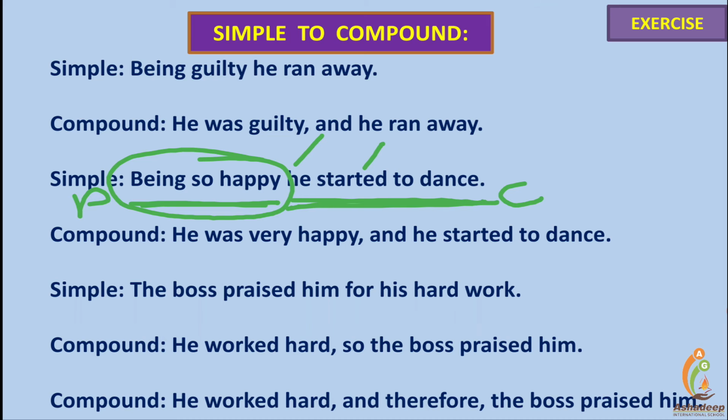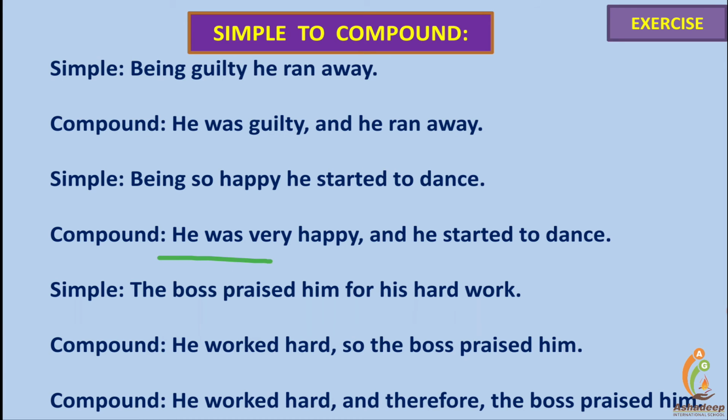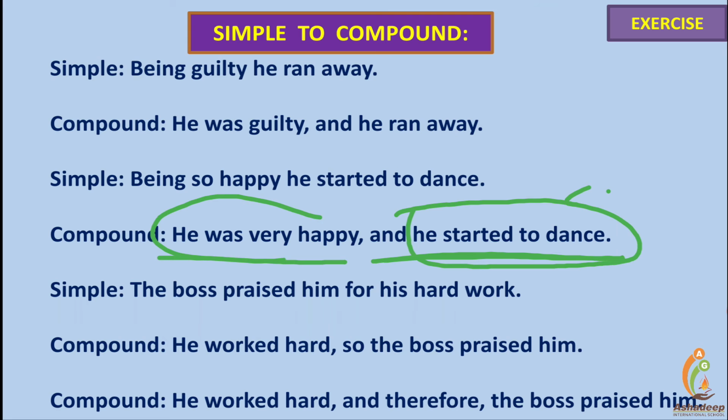To make it compound, let us convert this phrase into a clause. Being so happy means he was very happy. Friends, keep in mind that the other part of the sentence is in past tense. He started. And that's why here was is the verb. The whole incident is narrated in the past. That's why we need to convert the first part into past tense only. He was very happy and he started to dance. He started to dance. It's a clause. He was very happy. It's another clause. And is the conjunction used to combine these two parts.